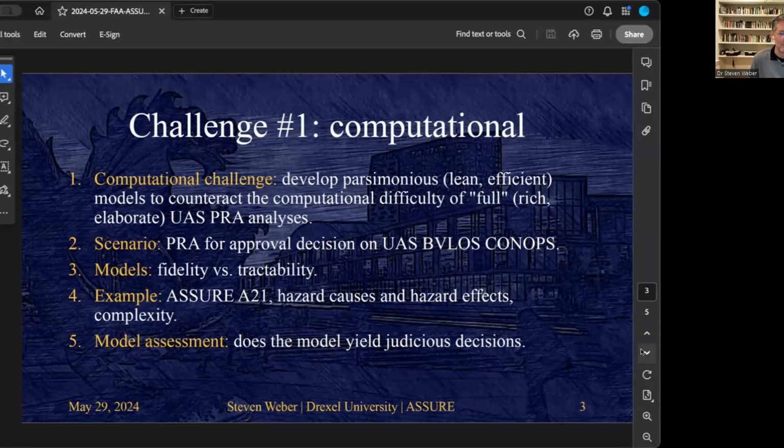So the point I'd like to make in this first challenge, why I call this computational, is that model complexity, measured for example in terms of the number of model parameters, should be a focus almost on equal footing with the desire and the need to develop models that are accurate. So this is just a really hard part of modeling in the UAS space for risk assessment.